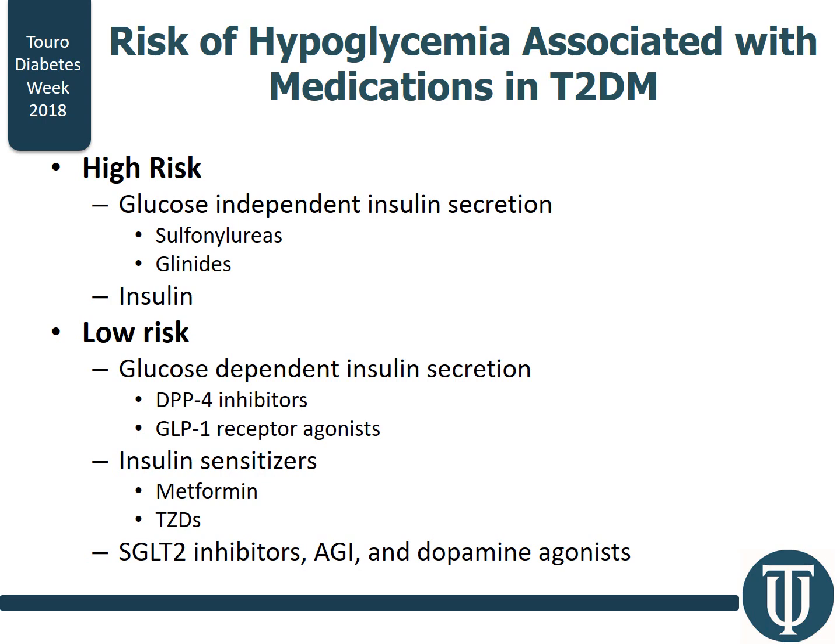We also know that we have lower rates of hypoglycemia with the insulin sensitizers, so metformin, TZDs, and then pretty much all of the other medications are relatively neutral as it comes to hypoglycemia. So I want you to know those medications that really put you at higher risk for hypoglycemia.